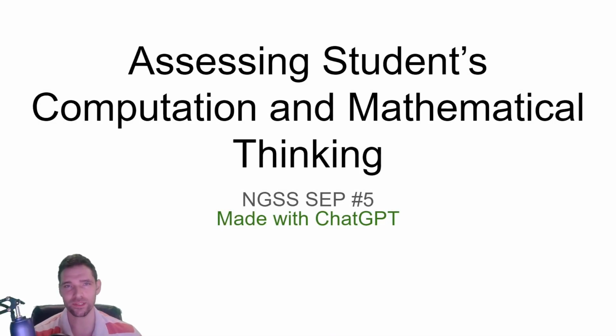Hi, my name is Andrew McLaren, and we're here to talk about NGSS practice number 5, which is all around computational and mathematical thinking. I've come up with a rubric and a pretty nice assessment format that works well within a lab as well as standalone.